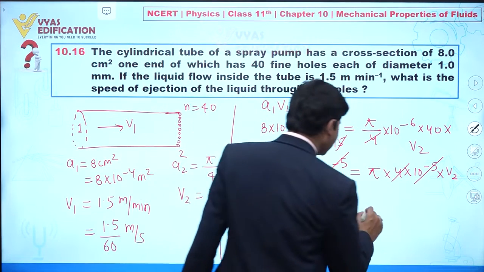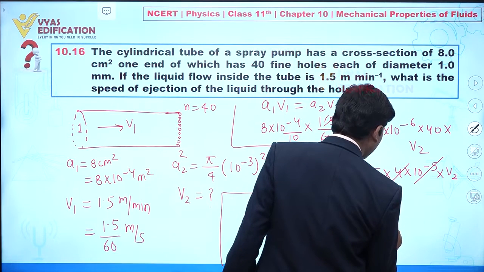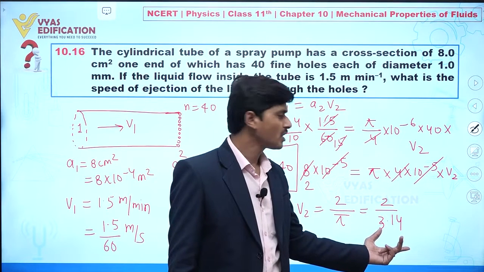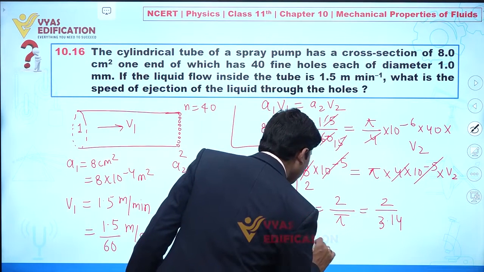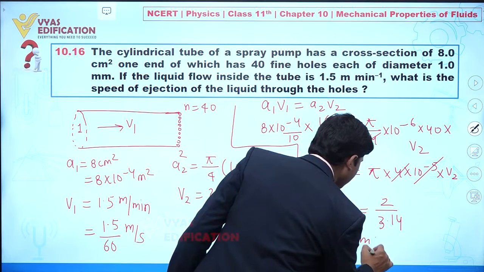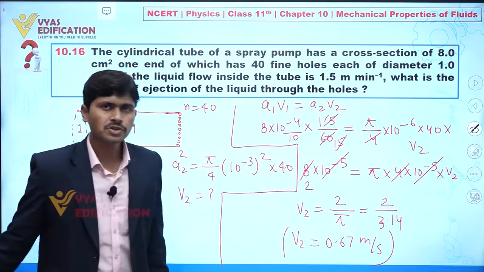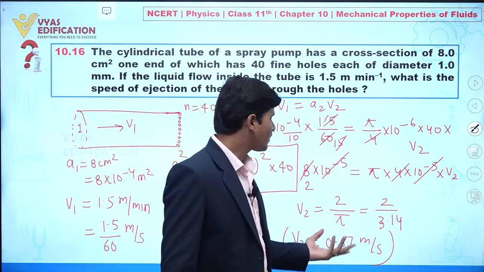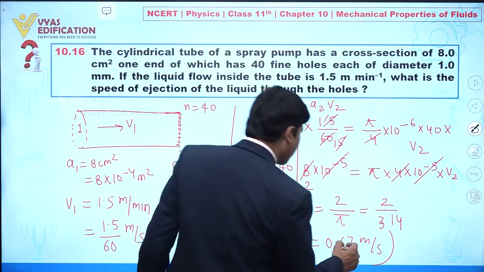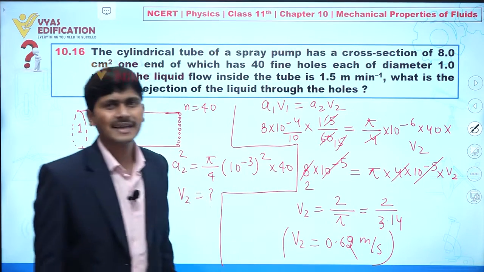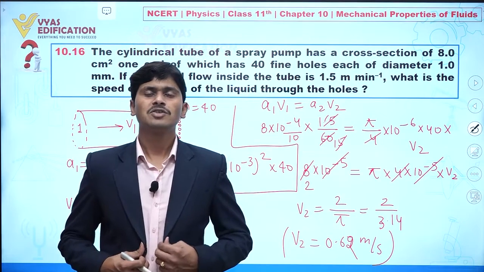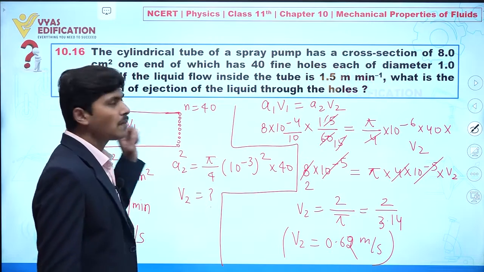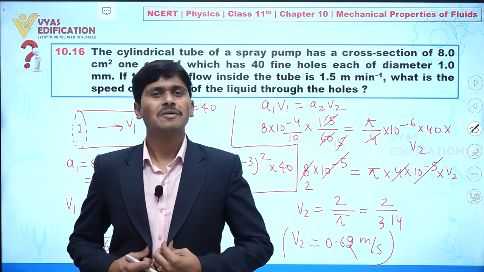So we can write this as 2 divided by 3.14, clear. So approximately you can take, let's suppose, this is 3, clear. So you can say V2 is given by 0.67 meter per second. I am just saying this is an approximation because we know 2 by 3 equal to 0.6666, clear. So approximately I am taking this as 0.62 meter per second, clear. This is the velocity with which the liquid comes out from each hole, clear. So this is all about this question.